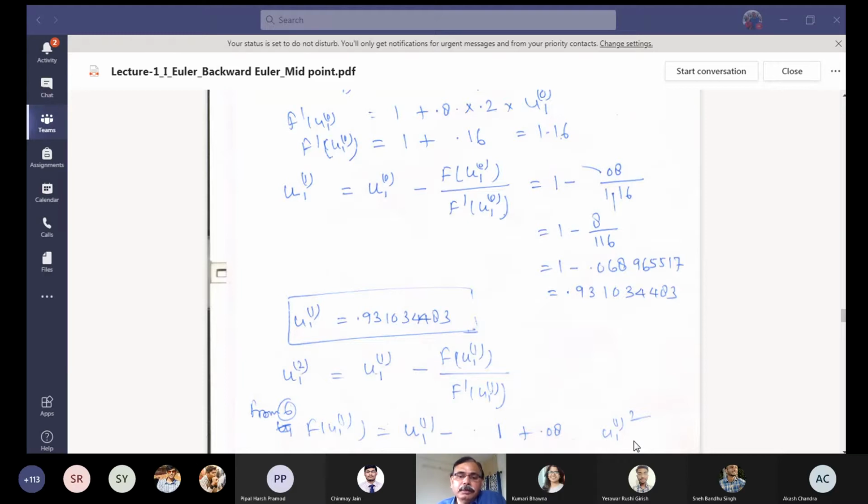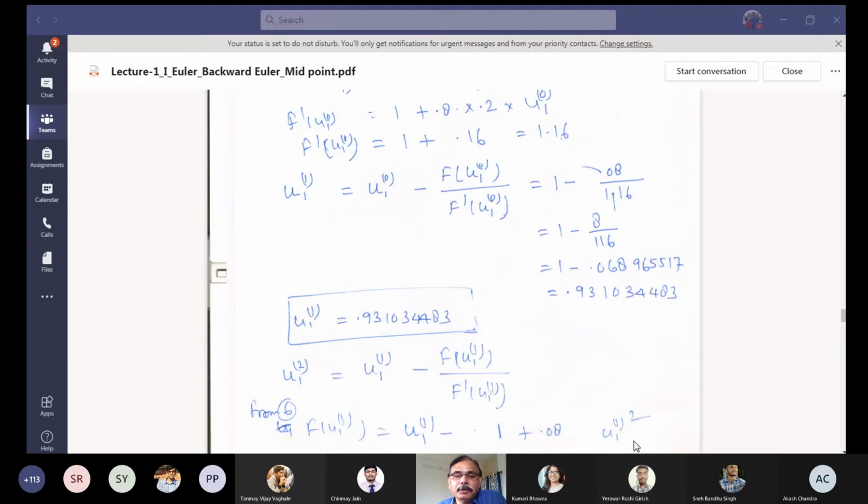This is already taught to you in your Maths 1, Maths 2. Where to stop? What should be the criteria? Sir, when u1 of n plus 1 is equal to u1 of n, the previous iteration, meaning that two consecutive values are close enough. Yeah. But how much close enough?